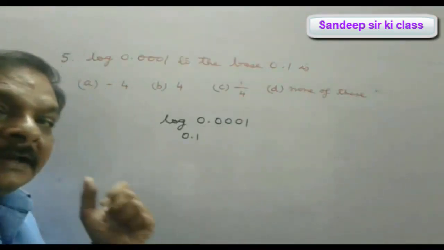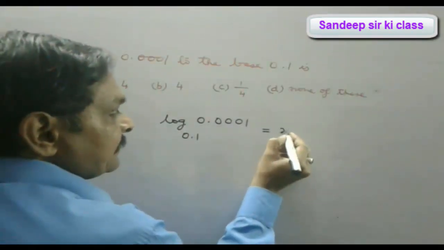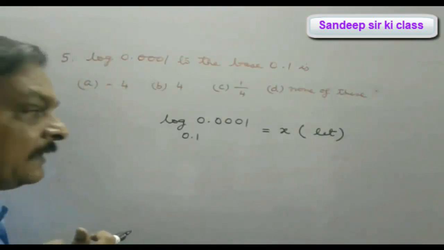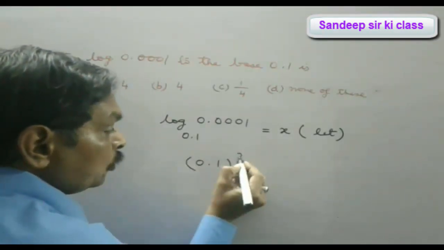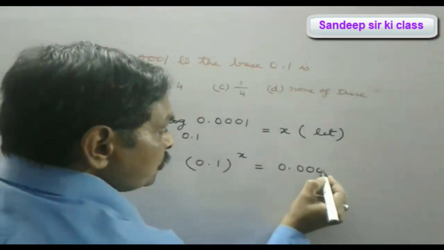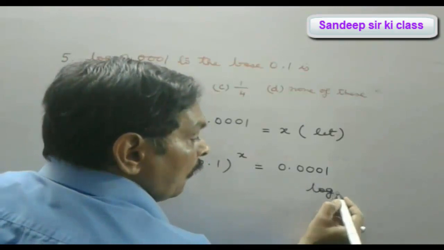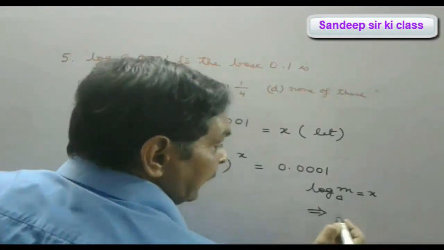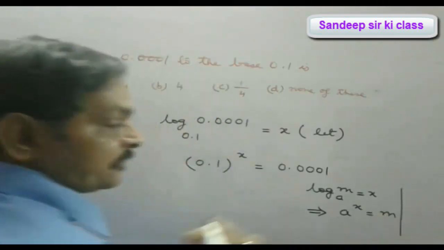Now as we have seen in one of our previous questions, let us say the required value is x. Now with the definition of log, 0.1 raised to the power x is equal to 0.0001, because we have the rule that if log of m to the base a is equal to x, then this implies that a raised to the power x is equal to m. This is the definition of log.